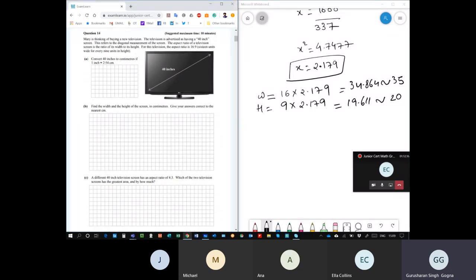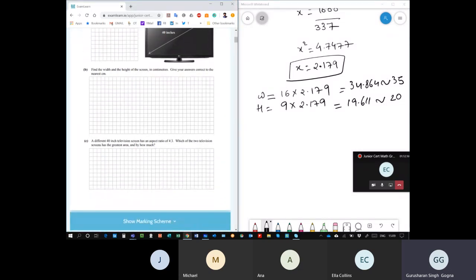Now part C, I'm giving you as homework a different 40-inch TV, but the aspect ratio is 4:3. Which of the two televisions has the greatest area? So in part C, you need to find out actual width and height, and then you can get the area, and then you can compare which television has a greater area.